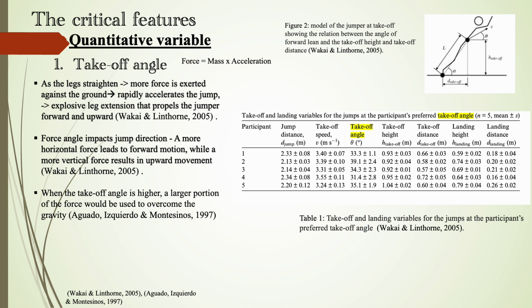The table also shows that as the takeoff angle increases, the takeoff speed decreases. This is because when jumpers jump at a high angle, they need to use more of their muscle power to lift their body against gravity, which means that the takeoff speed decreases with increasing takeoff angle.